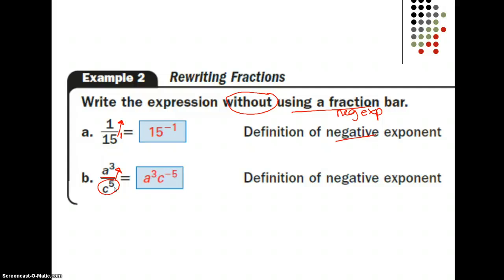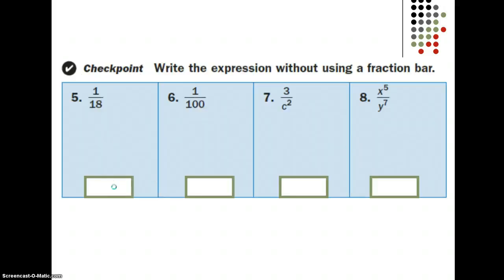For this checkpoint, write the expression without using a fraction bar, so your answer should probably have negative exponents. Pause the video, try 5 through 8. Number 5, we have 18 in the denominator. Remember there's this invisible exponent of 1. I'm bringing it up to the numerator, which means I have 18 to the negative first power.